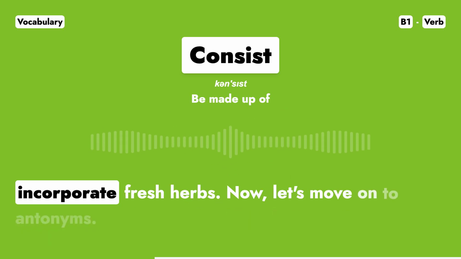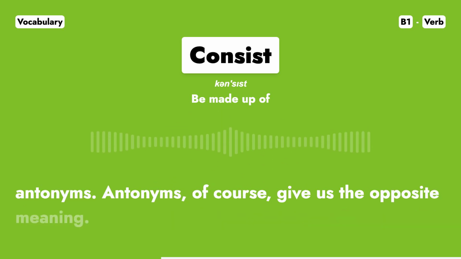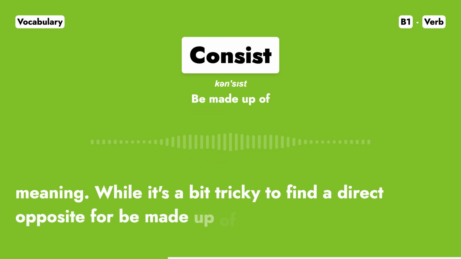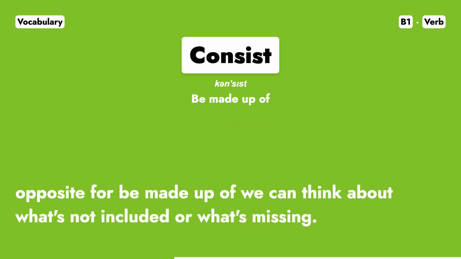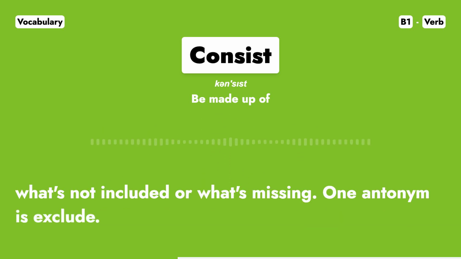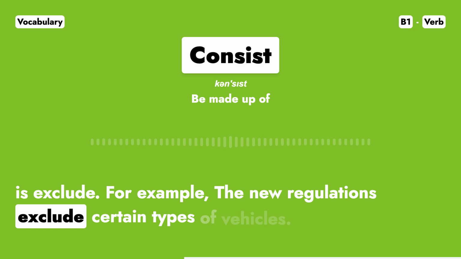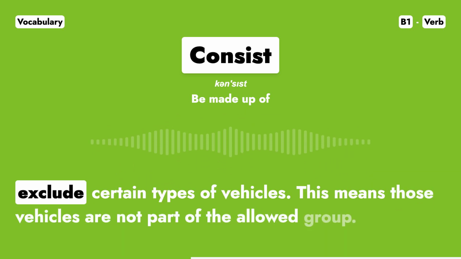Now, let's move on to antonyms. Antonyms, of course, give us the opposite meaning. While it's a bit tricky to find a direct opposite for be made up of, we can think about what's not included or what's missing. One antonym is exclude. For example, the new regulations exclude certain types of vehicles. This means those vehicles are not part of the allowed group.